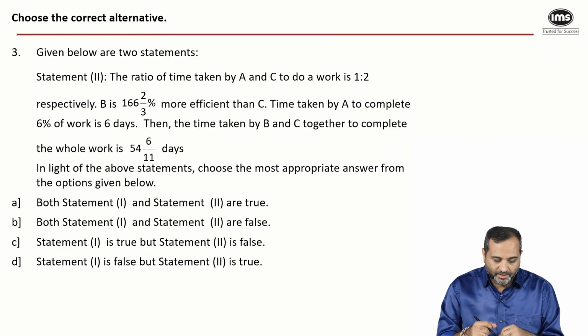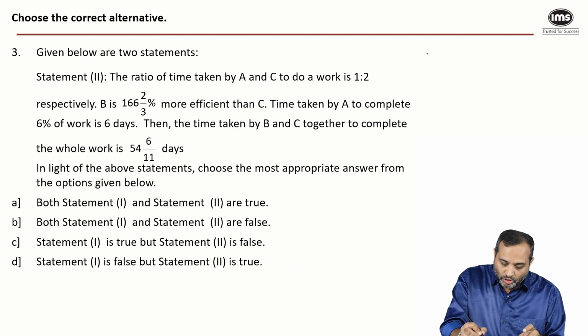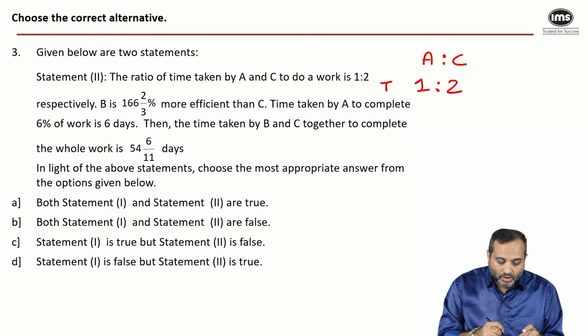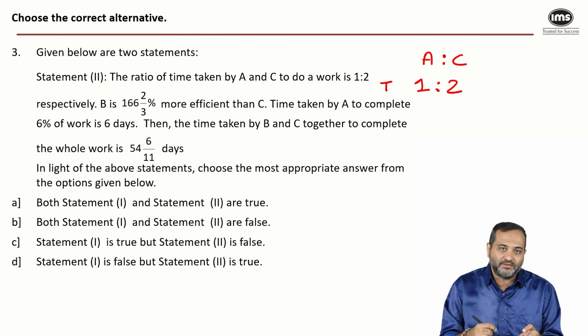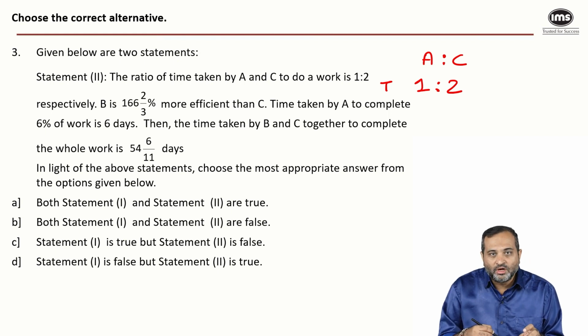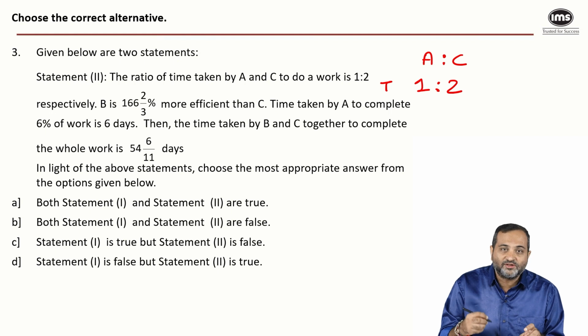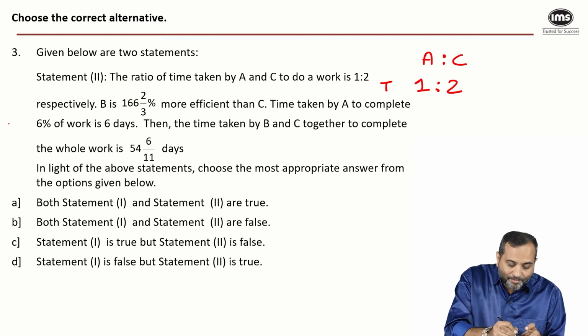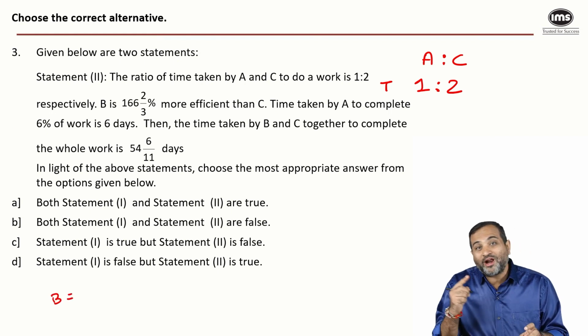Let's look at the second statement. The ratio of time taken by A and C to do a work is 1:2. So A and C ratio of time taken is 1:2. Now B is 166 2/3% more efficient than C. So if you convert this into a fraction, 166 into 3 plus 2 will give you how much? 498 plus 2, 500. 500 upon 3. So 5/3 times. So can I say B is 5/3 more efficient than C?